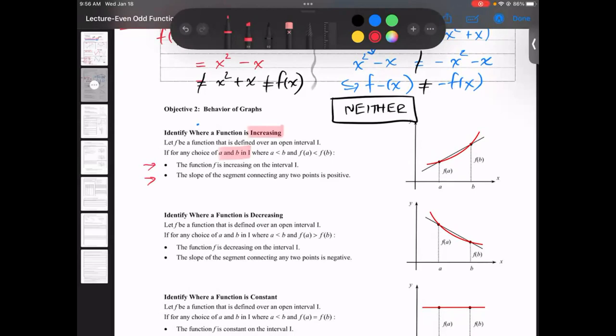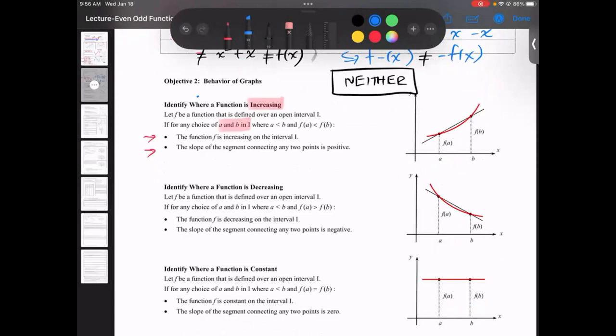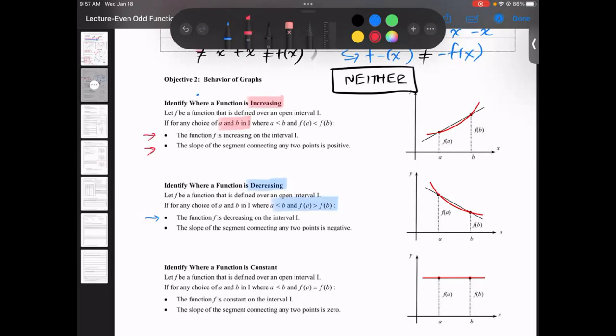If the function is decreasing, again, I'm talking about the interval ab. Then if a is less than b, f of a is greater than f of b, as you can see in the picture. So it's kind of flip-flop, and the function is decreasing on the interval. The slope of the segment is negative.